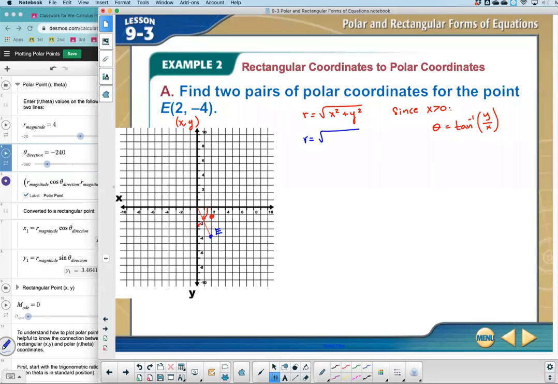So plugging in our values, r will equal the square root, x is 2, and y is -4. Which 2 squared is 4. -4 times -4. What is -4 times -4? Positive 16. When I add 4 plus 16, we get 20. I'm going to try to simplify this square root.